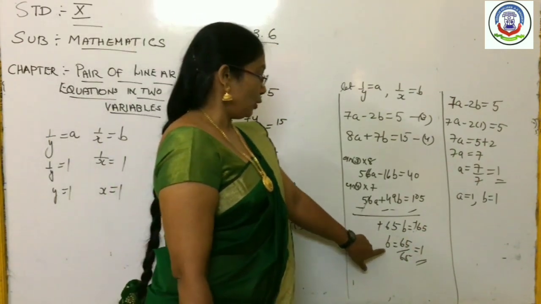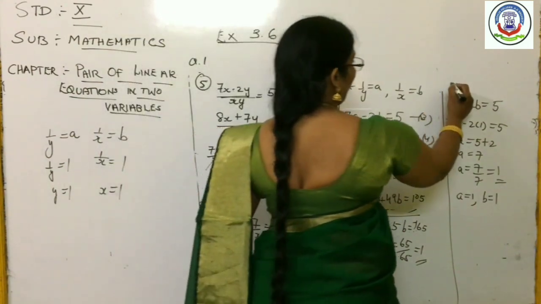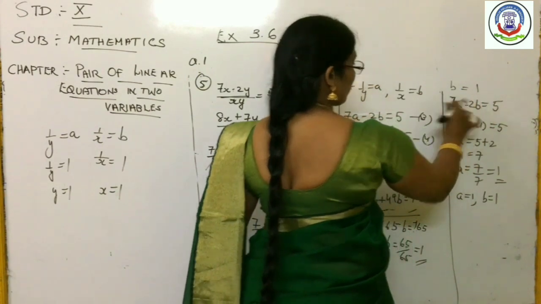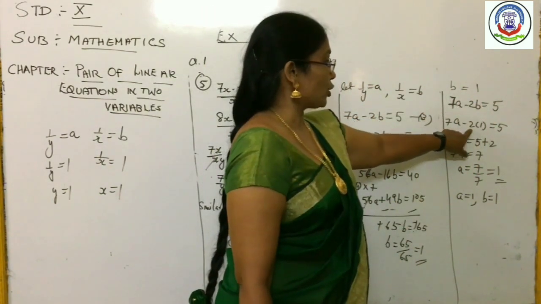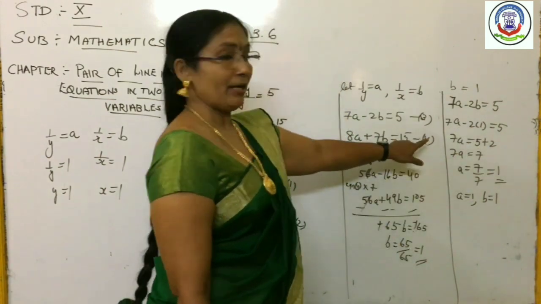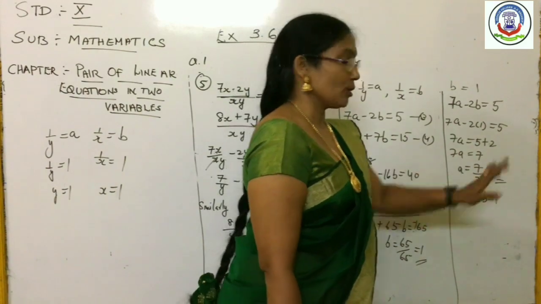Now what is the next step? You have to apply this value of b in equation number 3. So b is equal to 1, you have to substitute here. When I substitute here in this equation, 7a minus 2 into 1 equal to 5. That means 7a is equal to 5 plus 2. 7a is equal to 7. So a is equal to 1.